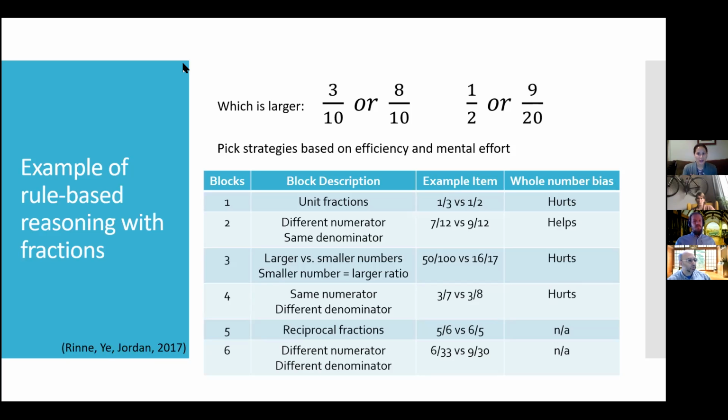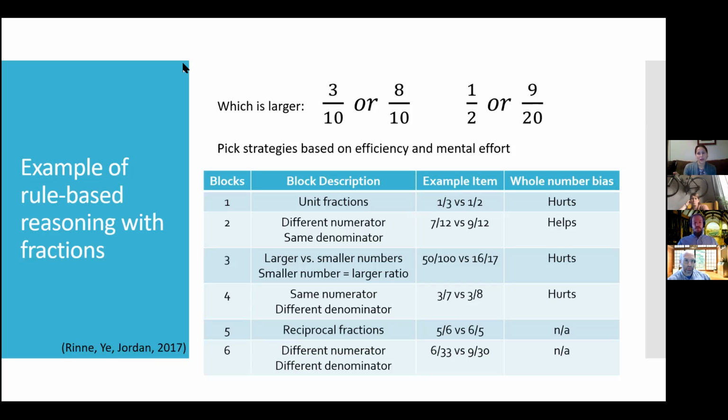And actually that is helpful if the denominators are the same. So if you look at block 2, that's a helpful strategy. They'll actually get that one right. But you would expect them, if they had that whole number bias, to get blocks 1, 3, and 4 incorrect because, with 3/7 versus 3/8, using the whole number properties there would give you the wrong answer.